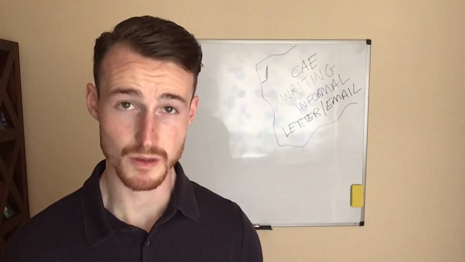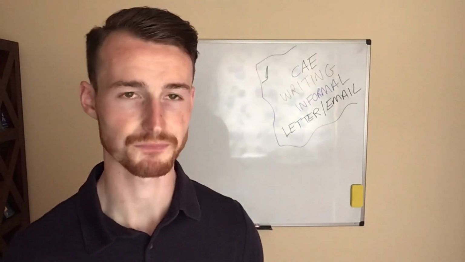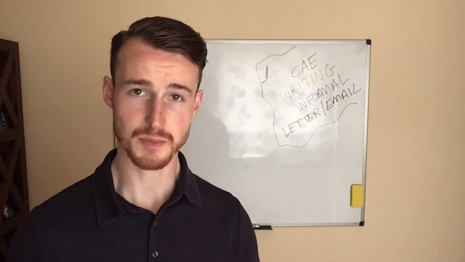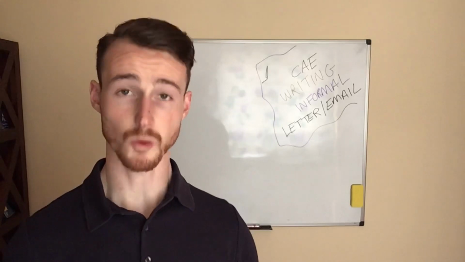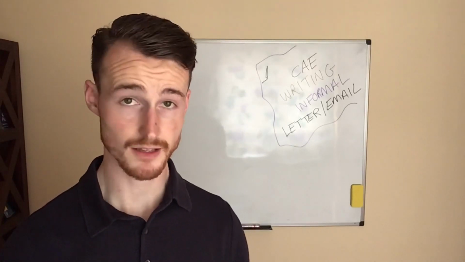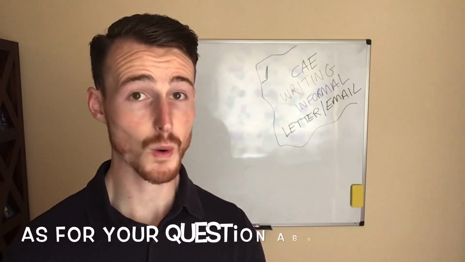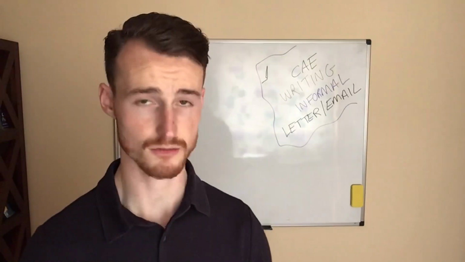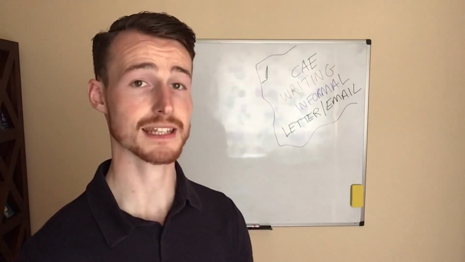So at the top, we're going to write Hi or Dear Emma, John, Pete, or whoever we're writing to, comma, leave a line. The first paragraph is going to be in reference to and state the reason for writing. So we could start by saying something like, thanks so much for your email or letter. As for your question about, and here whatever your friend or close relative has asked you, this is where you state it. You don't go into detail just yet.